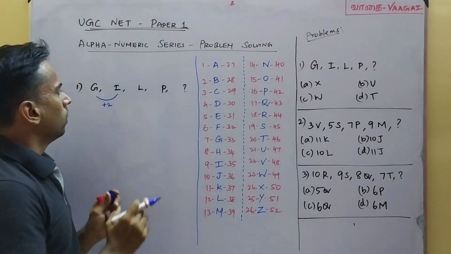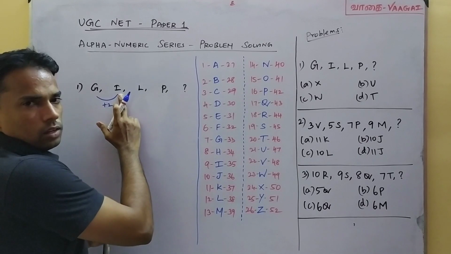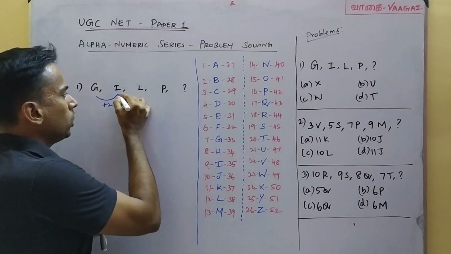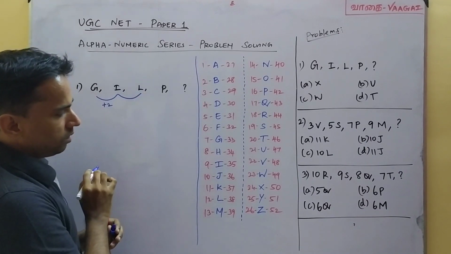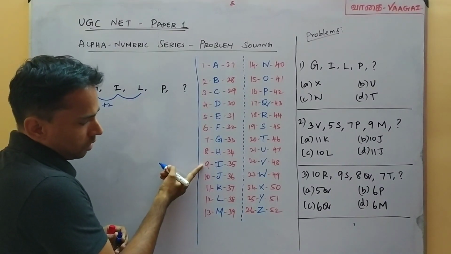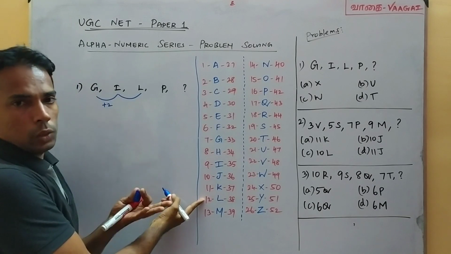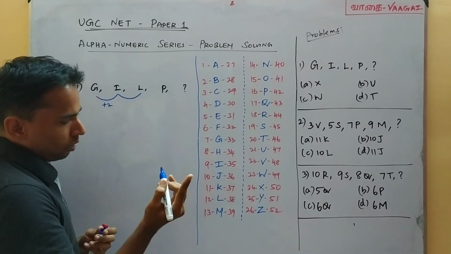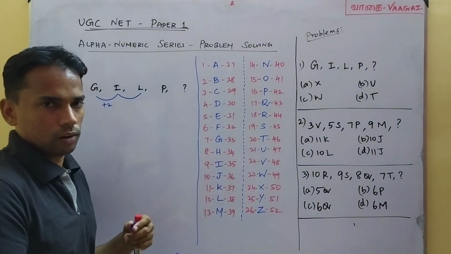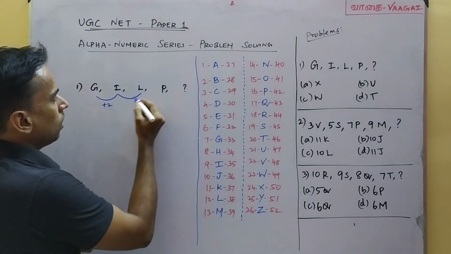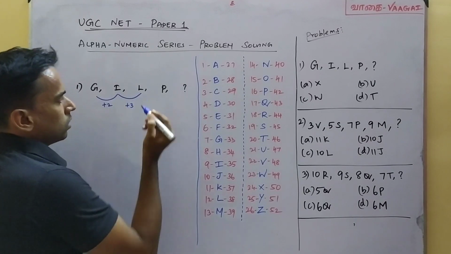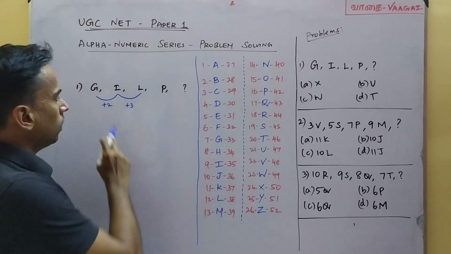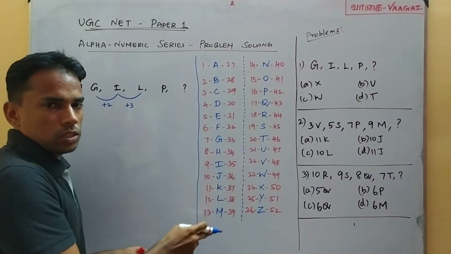Let's continue. I to the third term, which is L. I is at the 9th position and L is at the 12th position. That means they have moved 3 positions forward again. Let us indicate plus 3. The plus indicates they are moving in the forward direction, and the number indicates how many positions they are moving forward.